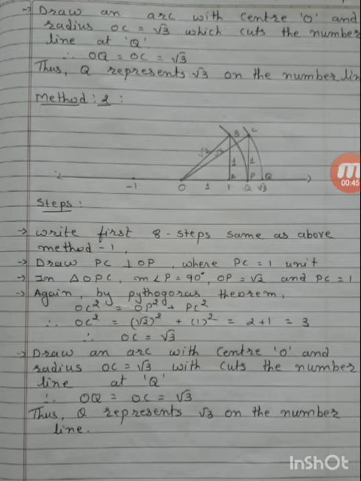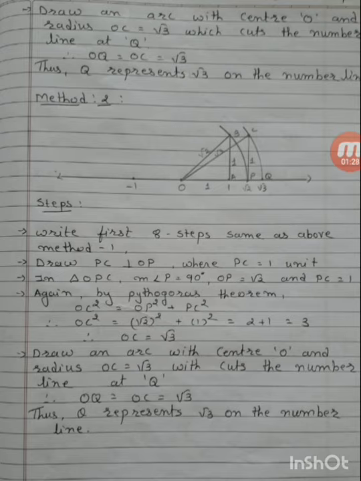Now from the point P draw PC perpendicular to OP where PC is equal to 1 unit. In triangle OPC, the measure of angle P is equal to 90 degrees, OP is equal to root 2 and PC is equal to 1. Again by Pythagoras theorem, OC square is equal to OP square plus PC square. The OC square is equal to root 2 square plus 1 square, which is 2 plus 1, equal to 3. Then OC is equal to root 3.